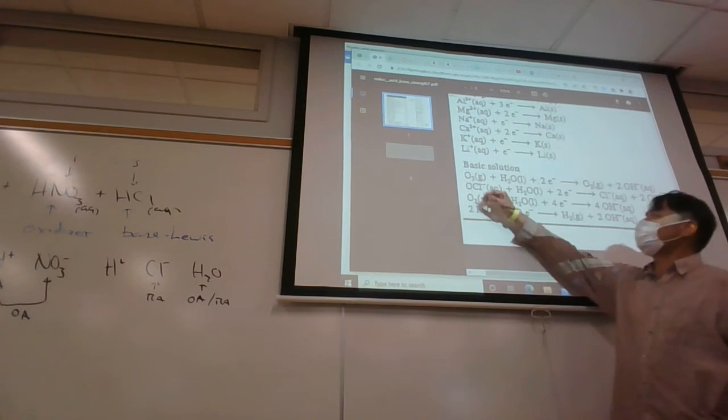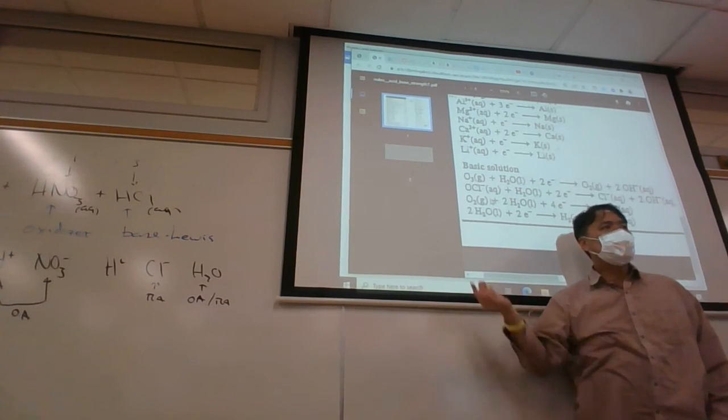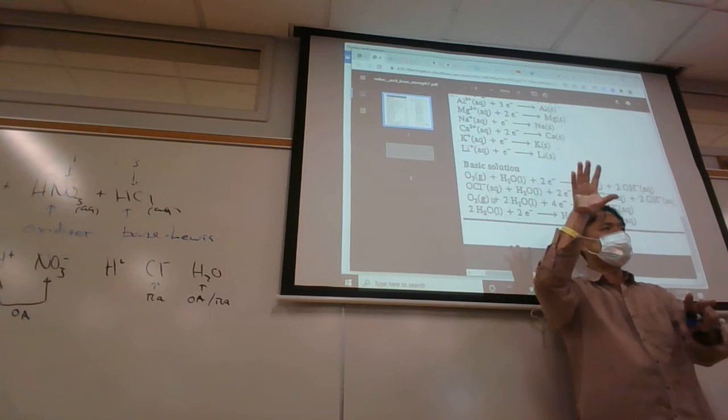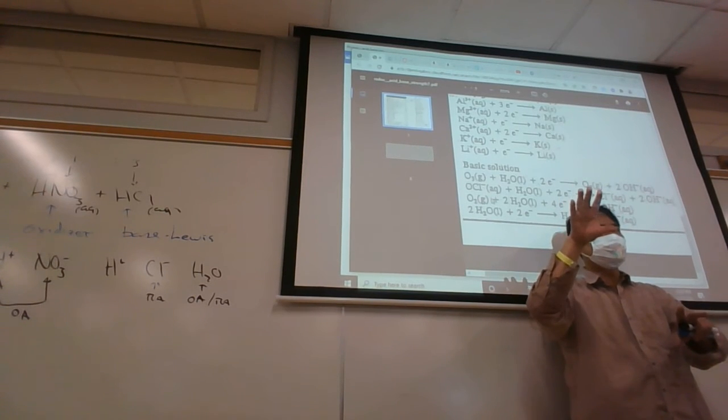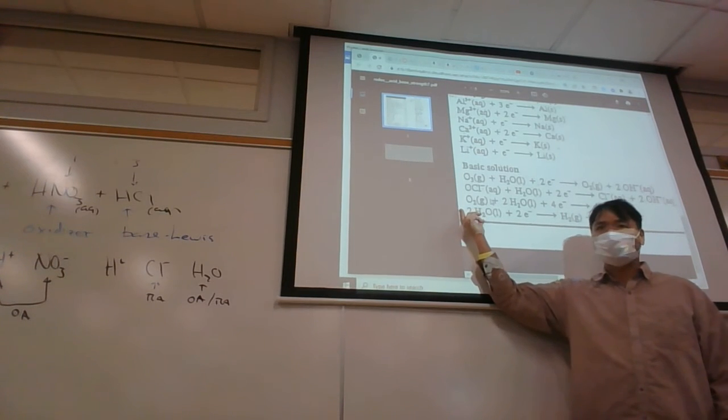Didn't I tell you the worst oxidizer was lithium ion? Yeah, I did tell you that. Water is not at the bottom of the list. They separated this into two charts. One chart for acidic neutral, the other chart for basic. And so water occurs in the basic side of the chart.